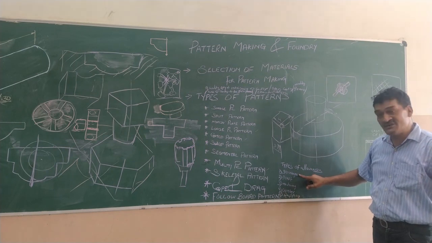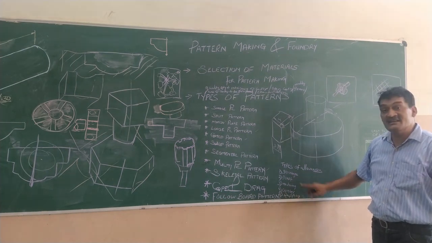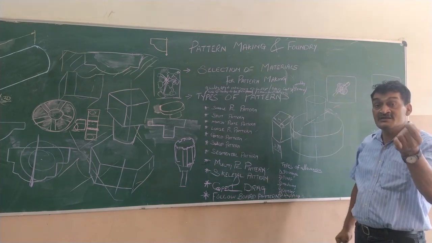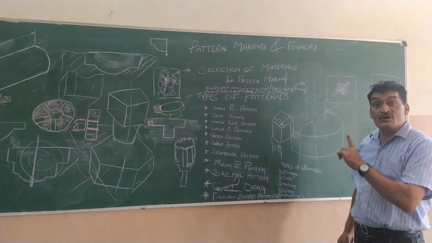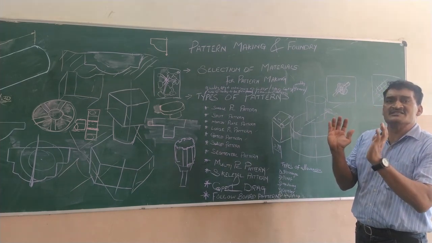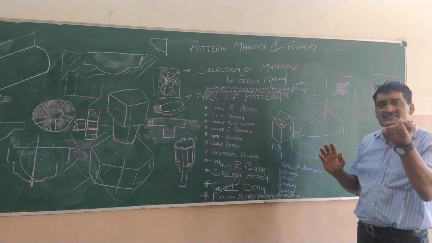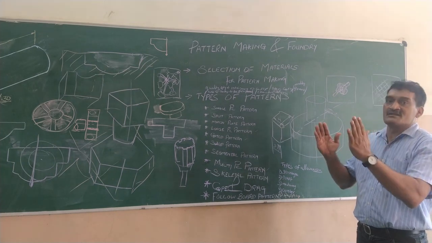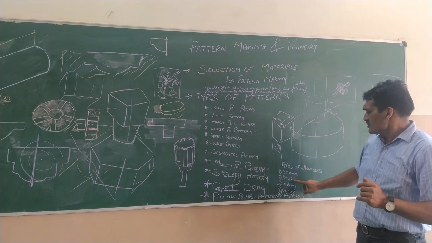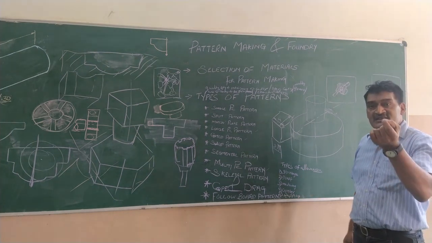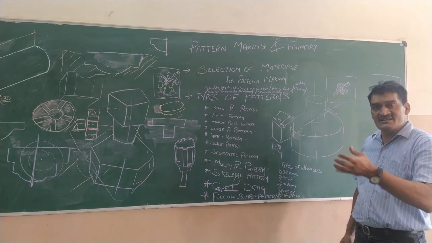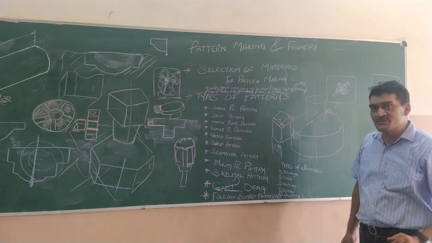The first is shrinkage allowance. The next is draft allowance. Draft means taper. A small taper is given, but it will not have an effect on your casting. The casting will shrink to the required dimension. Okay? A minor change might occur, but it can be machined later. So, the draft allowance is the minor taper that is given longitudinally to a pattern so that it can be easily extracted from the mold.